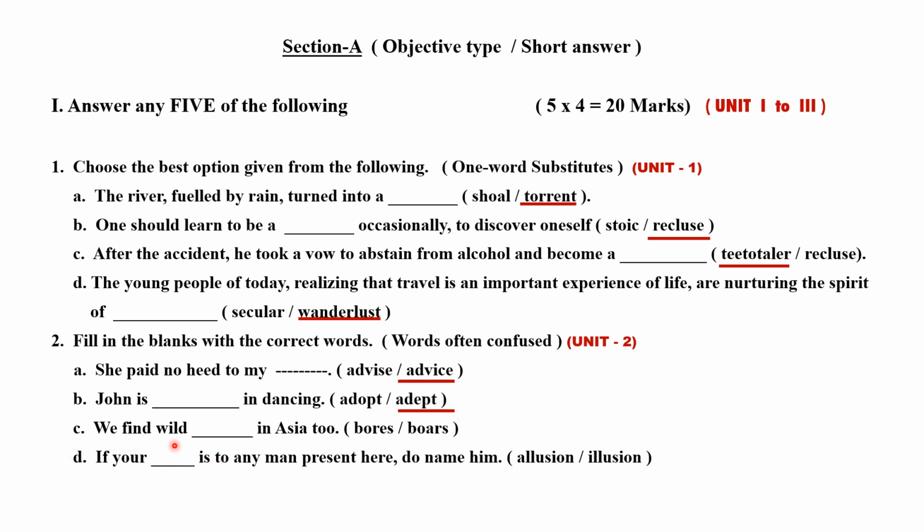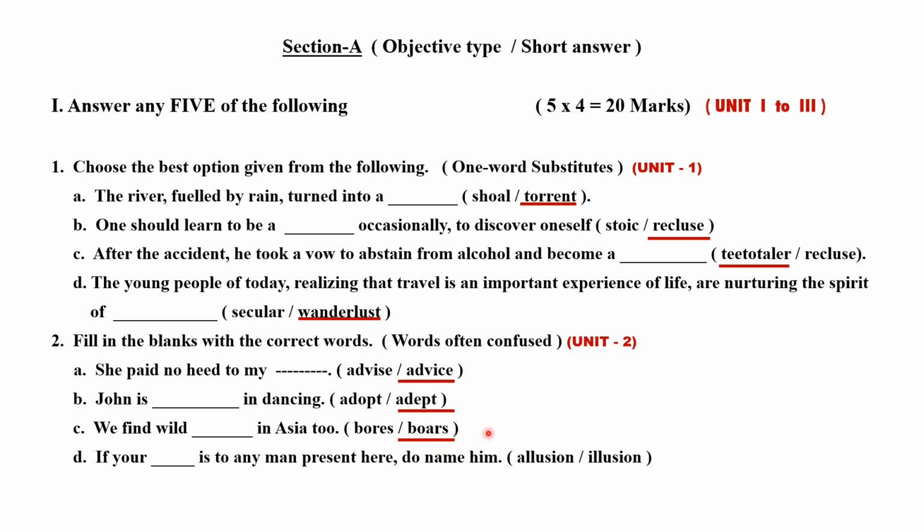C. We find wild dash in Asia too. Boars or bores. Look at the spelling. B-O-A-R-S is the right answer, students. That is wild pigs. So your answer is boars. Some of the channels have given a wrong spelling, students. So don't get confused with those words.